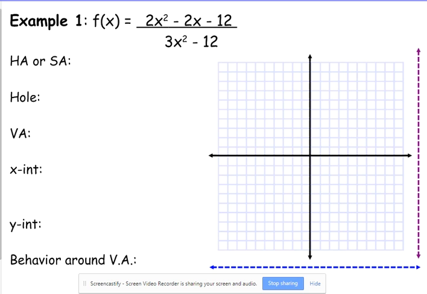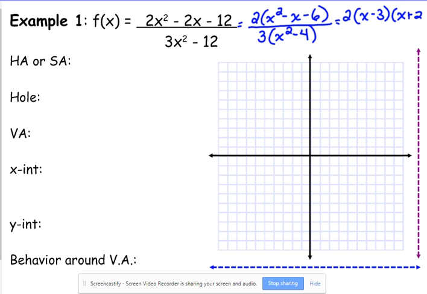Okay, so when we start this factoring process, what do we need to start with? GCF out of the numerator. Go ahead and take a GCF out of the denominator as well. In the numerator it was a 2, in the denominator it's 3. Both of those will factor further. The top is x minus 3 times x plus 2. And the bottom is x plus 2, not x squared.